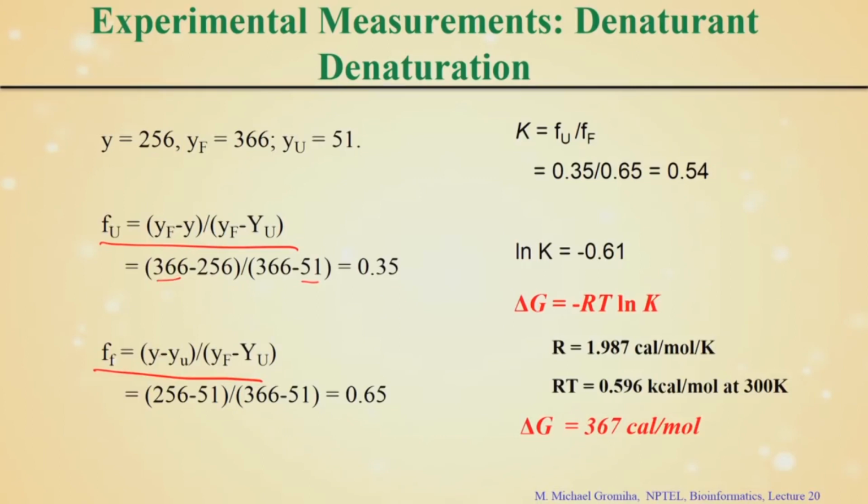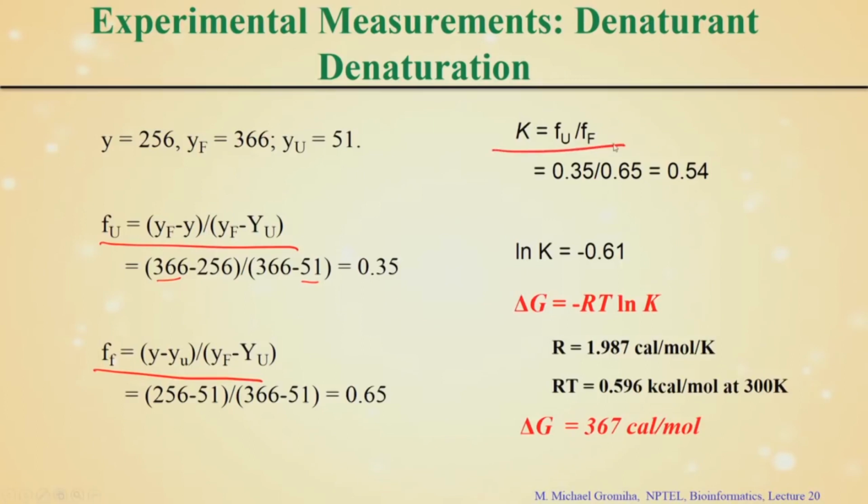Then the FF, this is given as Y minus YU divided by YF minus YU, right. You put in the values of YU, YF, and will get that value, 0.65. So, we have the unfolded state and the folded state fractions. We can convert this information into the equilibrium constant, that is the K.